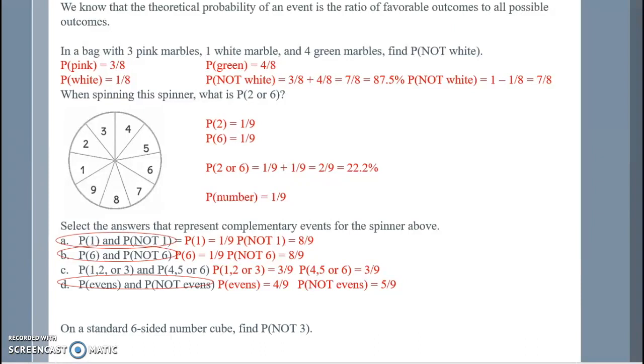On a standard six-sided number cube, find the probability of not getting a 3. So the probability of not getting a 3 would be 1, 2, 4, 5, or 6. So 5/6. Or 1 minus the probability of getting a 3, which would be 1 minus 1/6. So 6/6 minus 1/6 is 5/6.